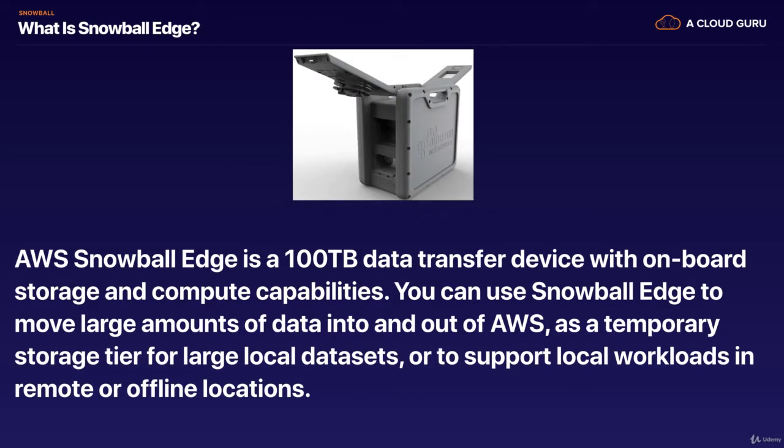We also have a Snowball Edge. Snowball Edge comes in 100 terabytes worth of data. This is a device with onboard storage and compute capabilities. So you can actually run Lambda functions from Snowball Edge. We're going to cover what Lambda is later, but essentially this gives you compute and storage. You can use Snowball Edge to move large amounts of data in and out of AWS, as a temporary storage tier for large local data sets, or to support local workloads in remote or offline locations.